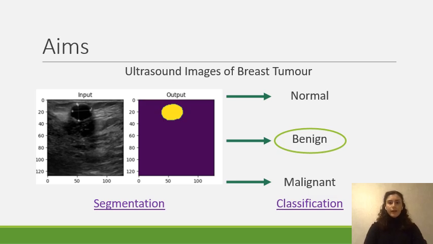Here on the left, we are seeing an example of an ultrasound image. This particular example shows a benign tumor. Segmentation tasks include dividing this image into regions defined by edges in the image. These images can either be normal or they may contain a tumor, which may be benign or malignant. We try to classify these images into three categories of normal, benign, or malignant as correctly as possible.